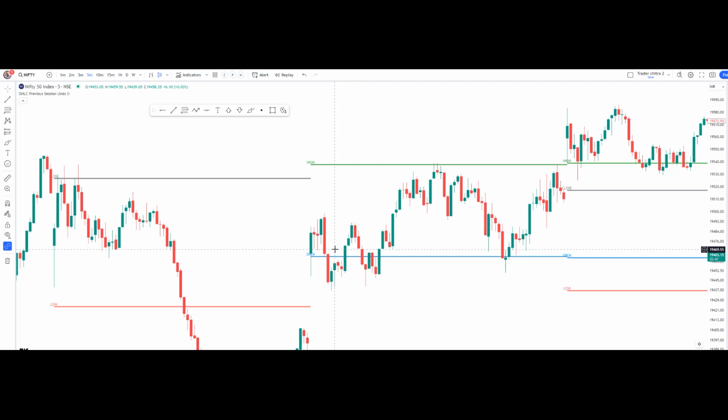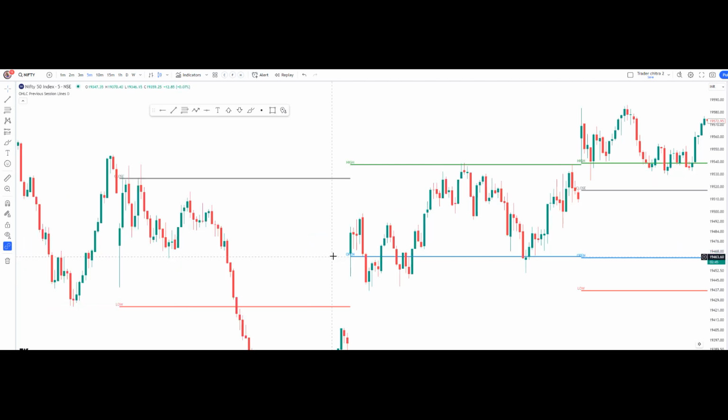We can see one example from 4th August. Here the price opened exactly at the previous day's open price. This is the open price of the previous day, and we can see that the price is consolidating around the previous day's open price.